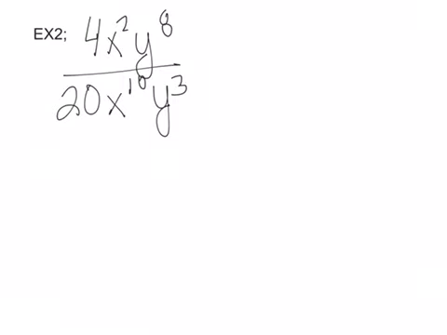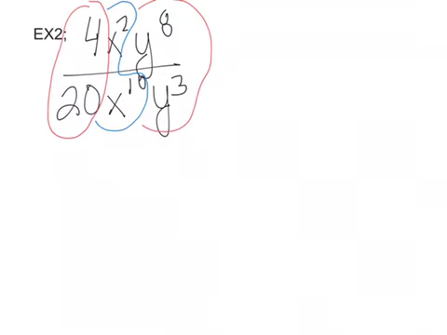If you take a look, I see that the 4 and the 20 are both whole numbers, so I can reduce those. I see that the x squared and the x to the 10th have the same variable, so I can simplify those. And I also see that the y to the 8th and the y to the 3rd are the same variable, so I can divide those as well. If I divide the 4 and the 20, that leaves me with 1 over 5.